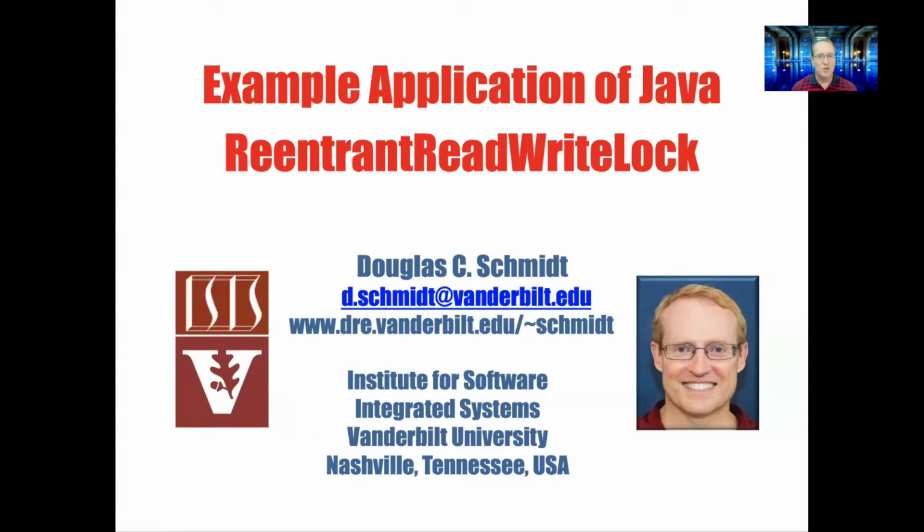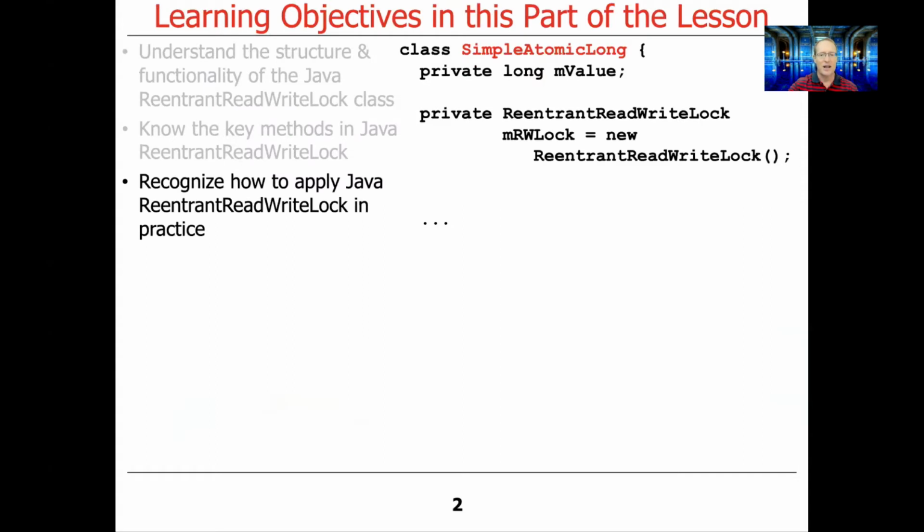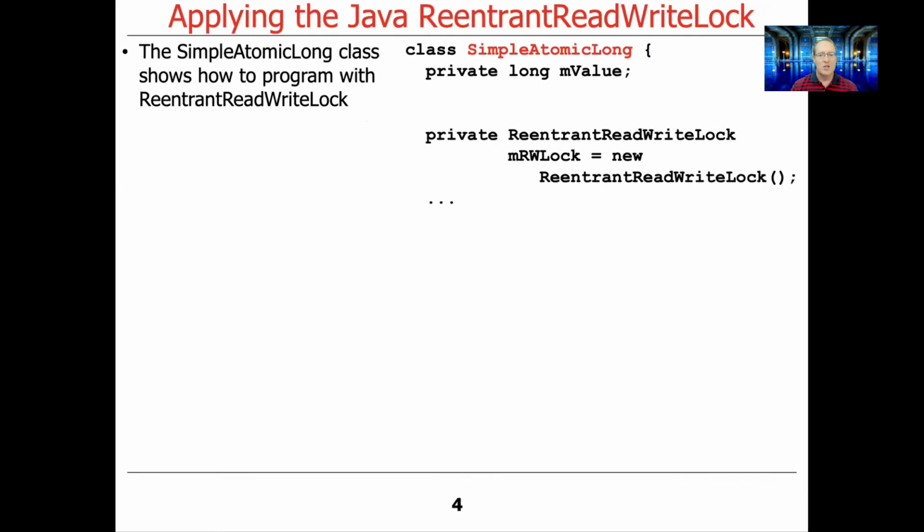So now that we've talked about the structure and functionality and key methods in Java ReentrantReadWriteLock, let's take a look at an interesting example application of this lock. We're going to do this in the context of a simple implementation of the AtomicLong feature that you would find with Java Atomics. The so-called SimpleAtomicLong class shows how to write a program using ReentrantReadWriteLock.